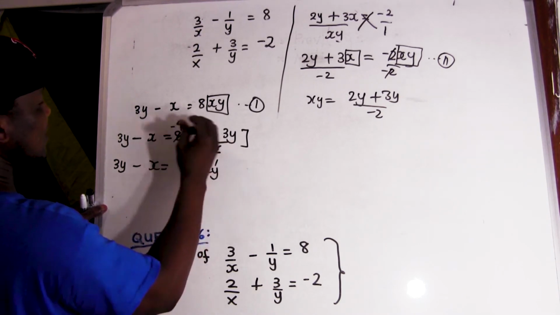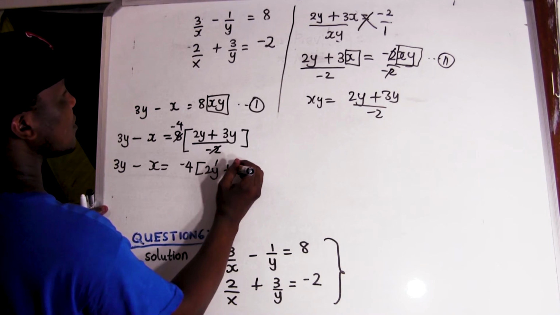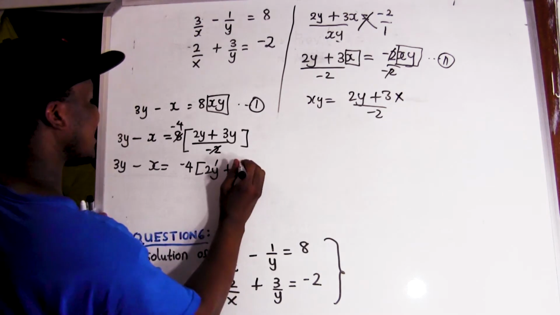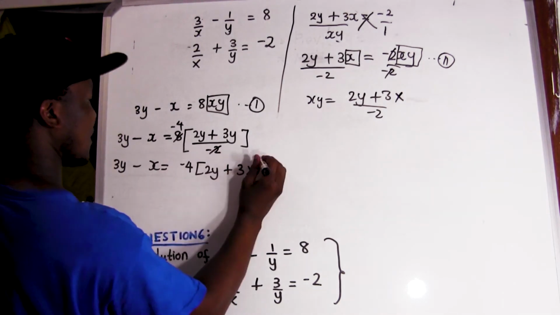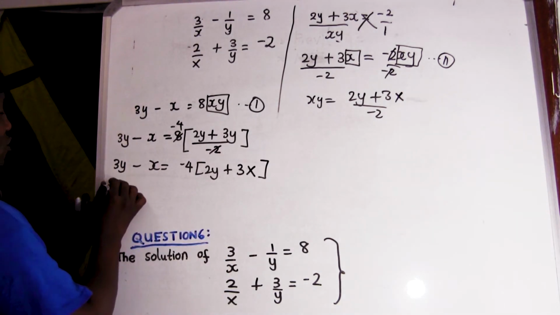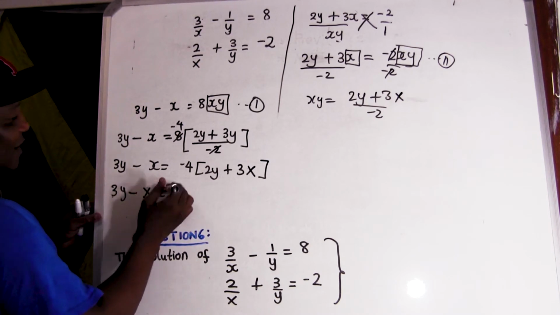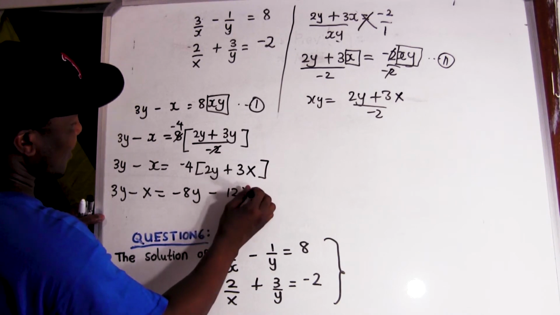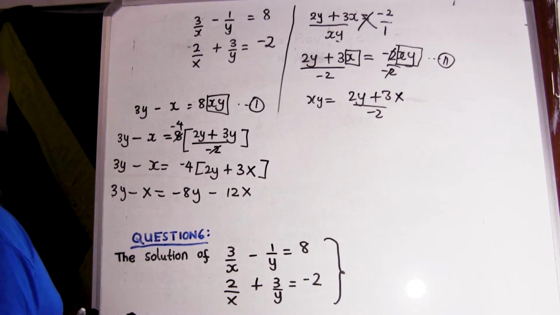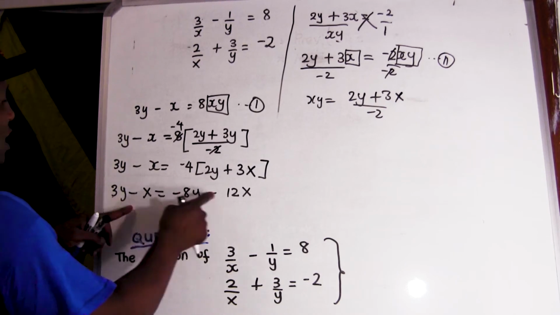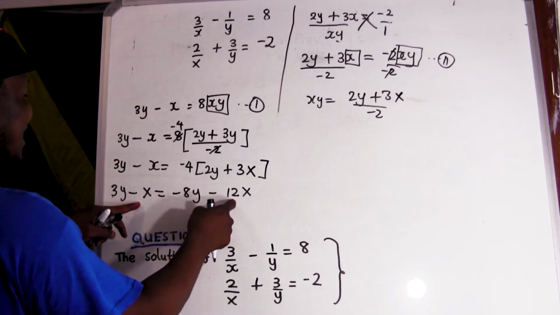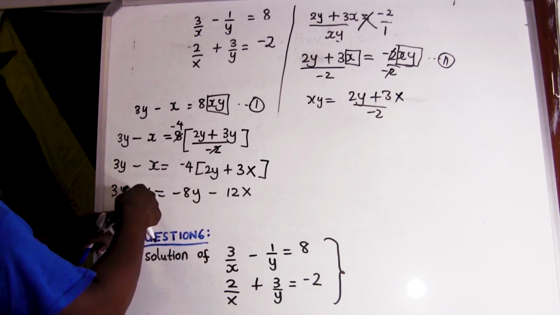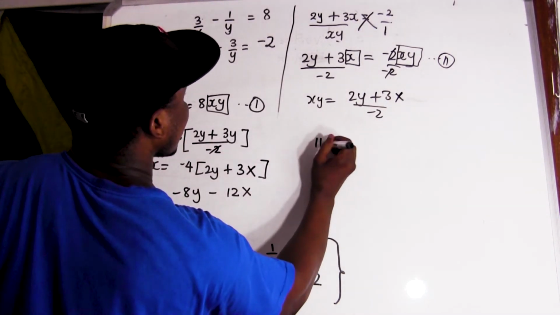So 3y minus x equals -4. 2y, because this and this cancel, plus 3x. So I can multiply that out. This is going to be 3y minus x equals -8y minus 12x. Okay, let's put x together. So it's going to be positive 12x minus x, going to be 11x.